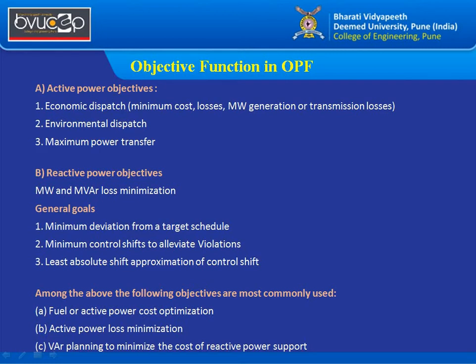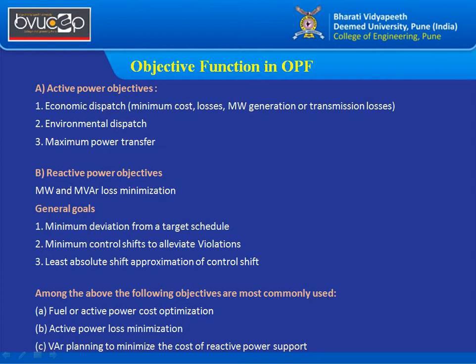So as we are saying, in terms of cost, we are going to consider mainly the economic dispatch in terms of minimum cost, minimum losses, and maximum megawatt generation, that is the real power, active power generation, and the transmission losses should be minimum. Second is going to be the environmental dispatch, and the third is the maximum power transfer.